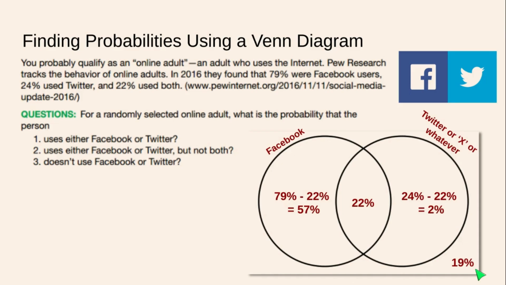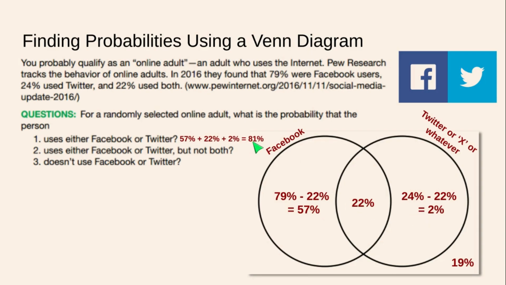Okay, I'll assume we're ready to continue. Let's look at these answers. We want to find the odds of using either Facebook or Twitter, okay? That's going to be 57% plus 22% plus 2%. All I did was take each of these spaces and add everything up. That's going to be 81%.